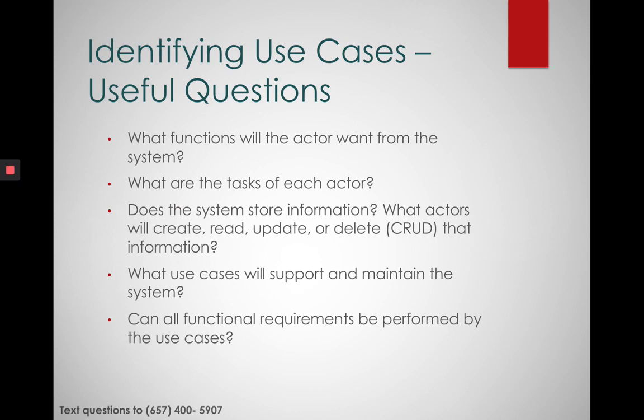Here are some more questions similar to the ones that helped us identify actors, but now these are focused on use cases. If we've identified some actors, then we can go through each actor and ask what are the different functions that each one will want for the system, what do they do with the system. We can think about all the information that the system might store, and then think about who might want to access that information. And try to also think about support and maintenance use cases for the system. And you can cross-check with the requirements document if you have one, or some list of requirements, and make sure that your use cases cover all of those.